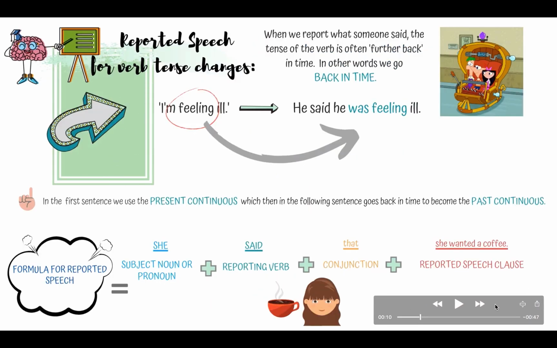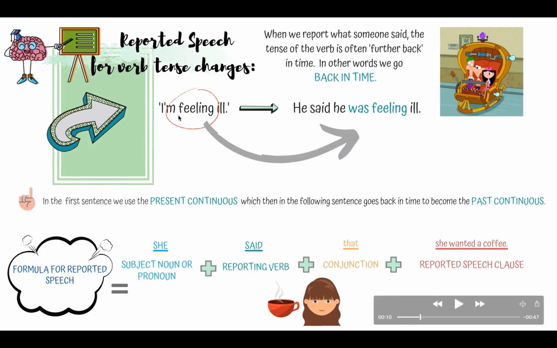Okay, so when we report what someone said, the tense of the verb is often further back in time. So you have to imagine that when we're talking about reported speech, someone is telling somebody else what somebody has said. So, in other words, you are going back in a time machine, okay? Going back to a tense further back than the tense that you have used.